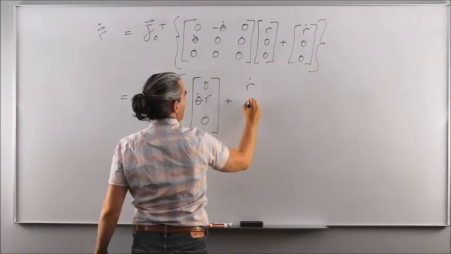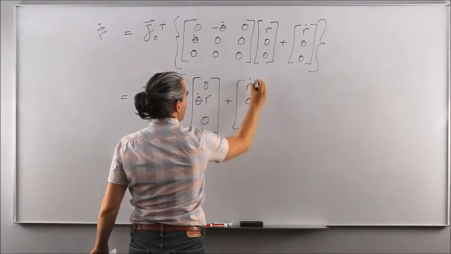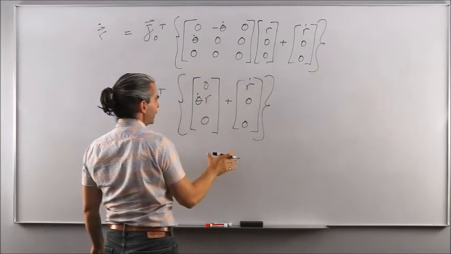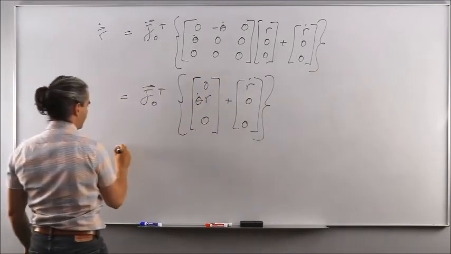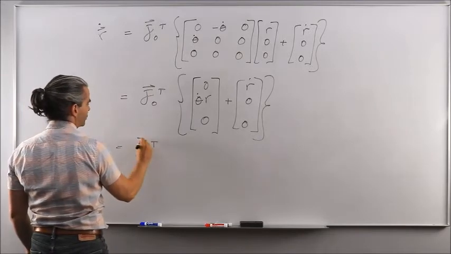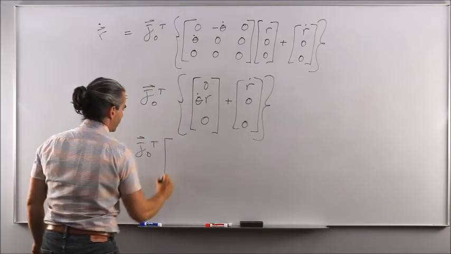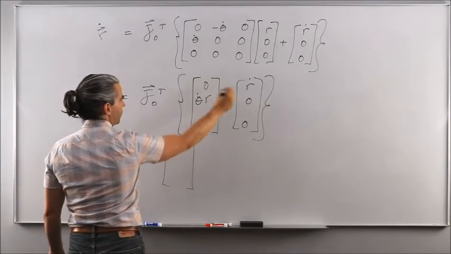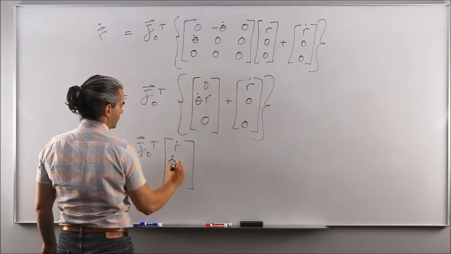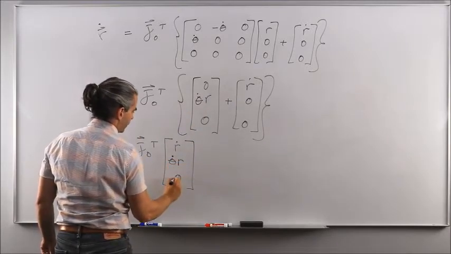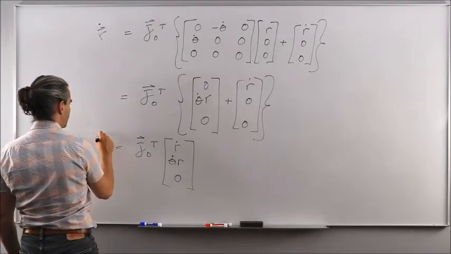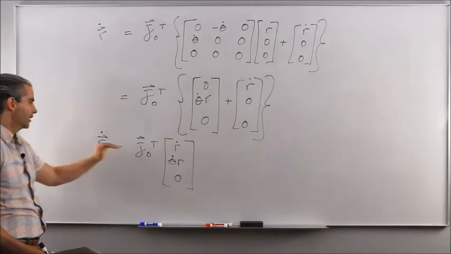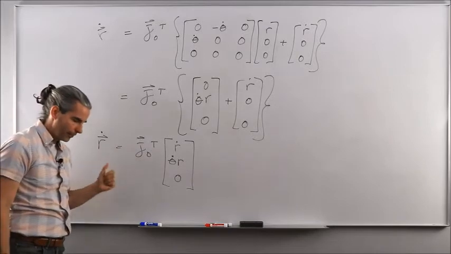Plus r dot, 0, 0. And hopefully you'll remember from chapter 1 that when adding two vectors in terms of x, y, z components, all you have to do is sum up the x components together, then the y components together, and then the z components together. So x is going to become 0 plus r dot, followed by theta dot r, and then finally 0. And all this gives you the x, y, z components of the velocity vector seen in the orbital reference frame.